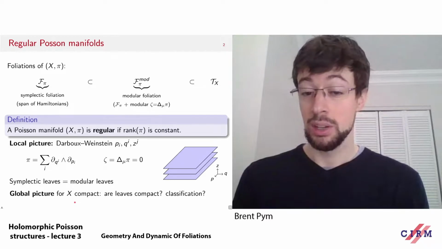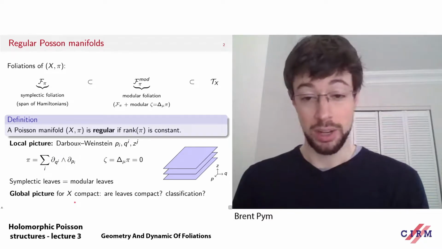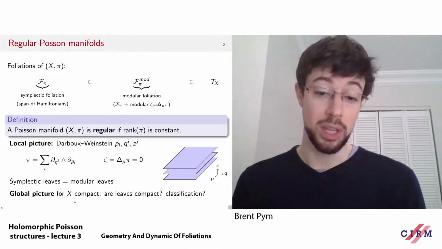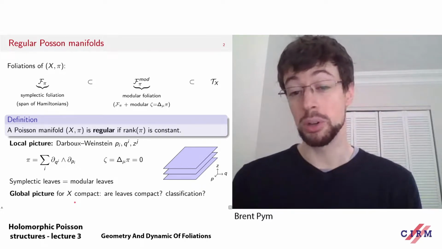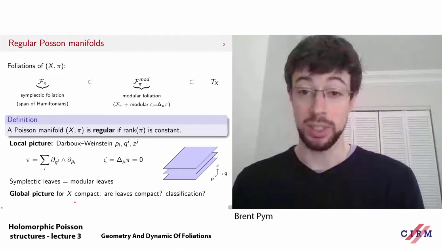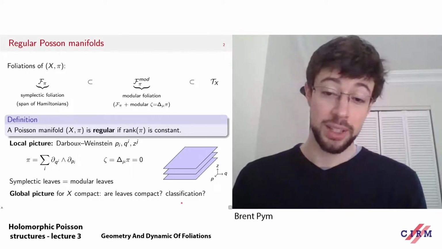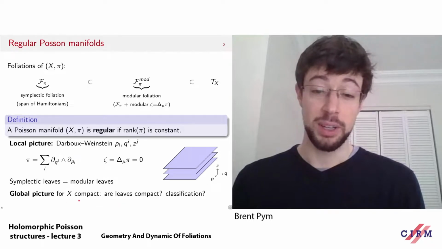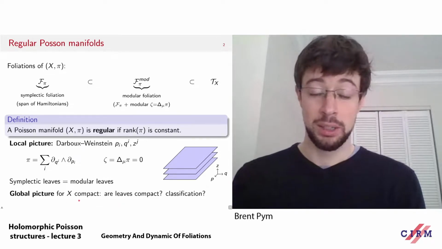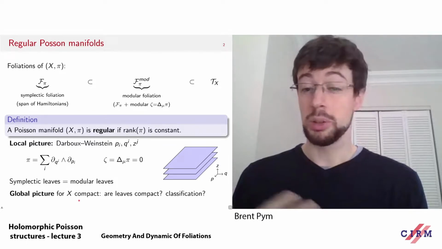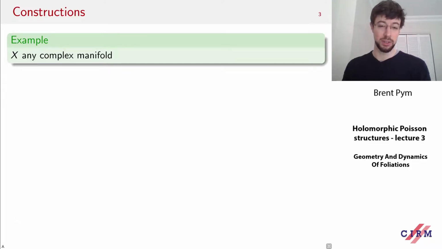For instance, we could ask whether the leaves of this foliation are also compact. Maybe they are, maybe they aren't. We always know that they're immersed submanifolds, but an immersed submanifold doesn't need to be closed. And then we could also ask about the classification of these kinds of Poisson manifolds. So we have a compact Poisson manifold with a regular Poisson structure. We may ask what it looks like globally, and can we list them all, for instance? So let me begin just by giving a few fairly simple-minded constructions of regular Poisson manifolds.